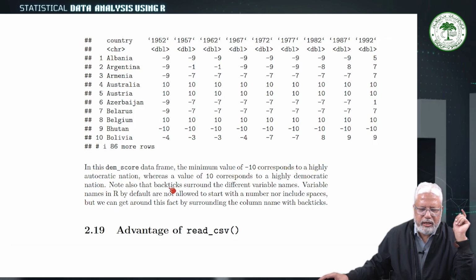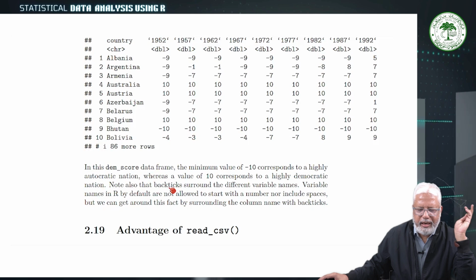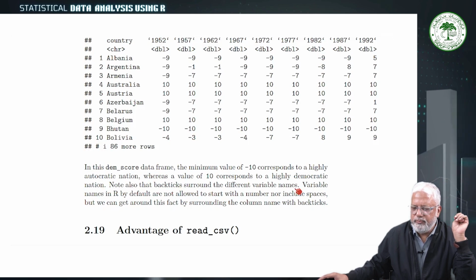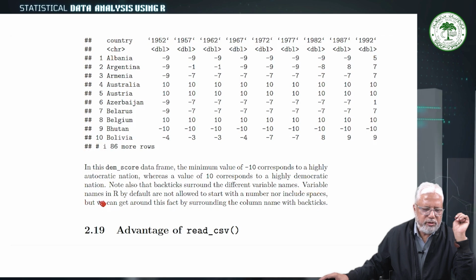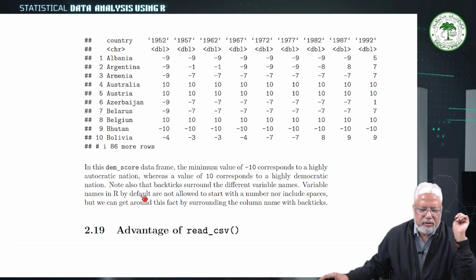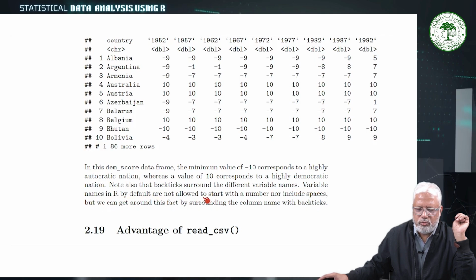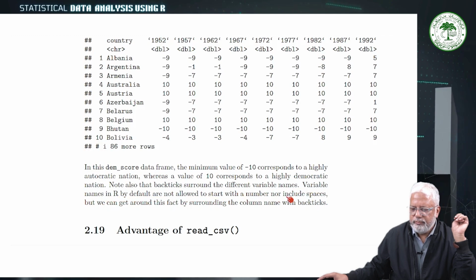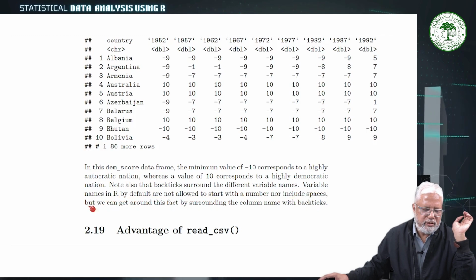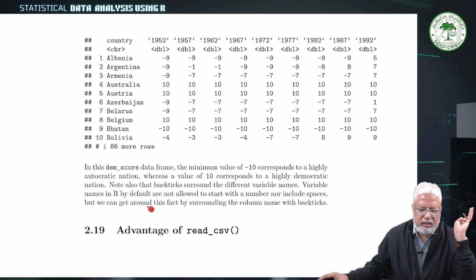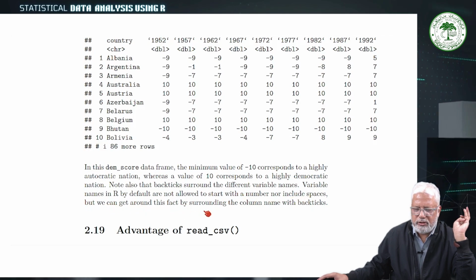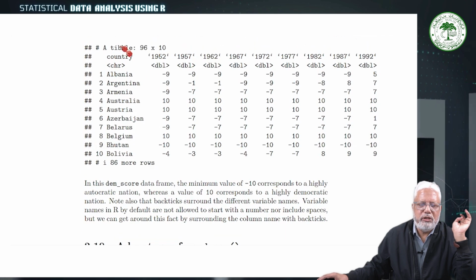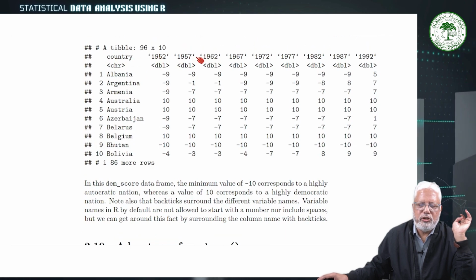And note also that backticks surrounded the different variable names. Variable names in R by default are not allowed to start with a number nor include spaces, but we can get around this fact by surrounding the column names with backticks. So, here we are having backticks also.